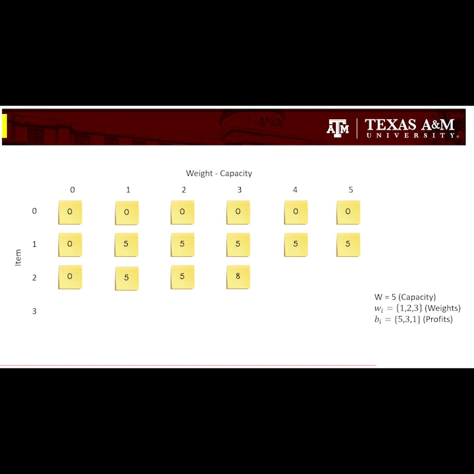But once we start reaching a weight capacity of 3, well, then that means I could put item 2 in there, in which case I could have item 1 and 2 in the knapsack to give me a profit of 8.